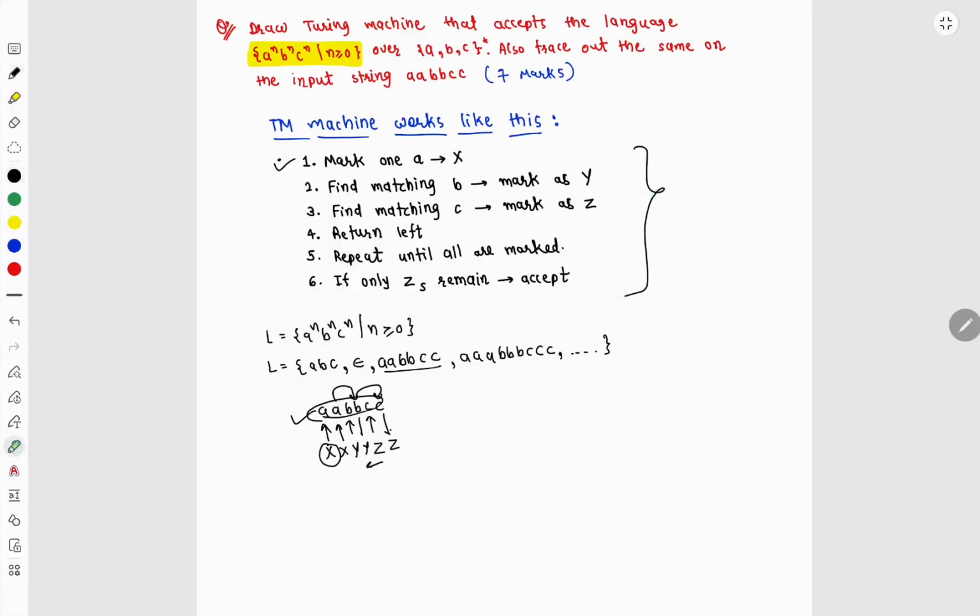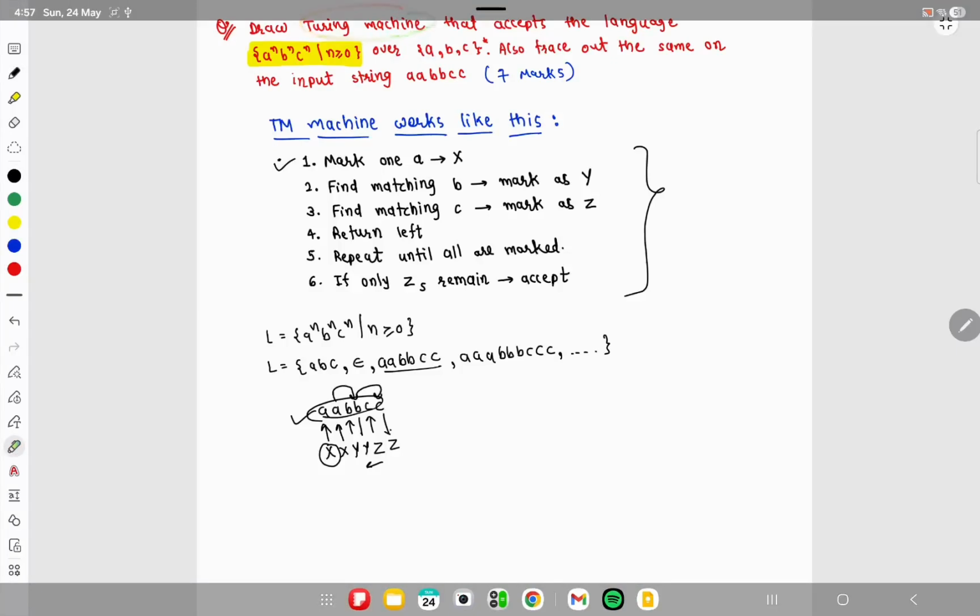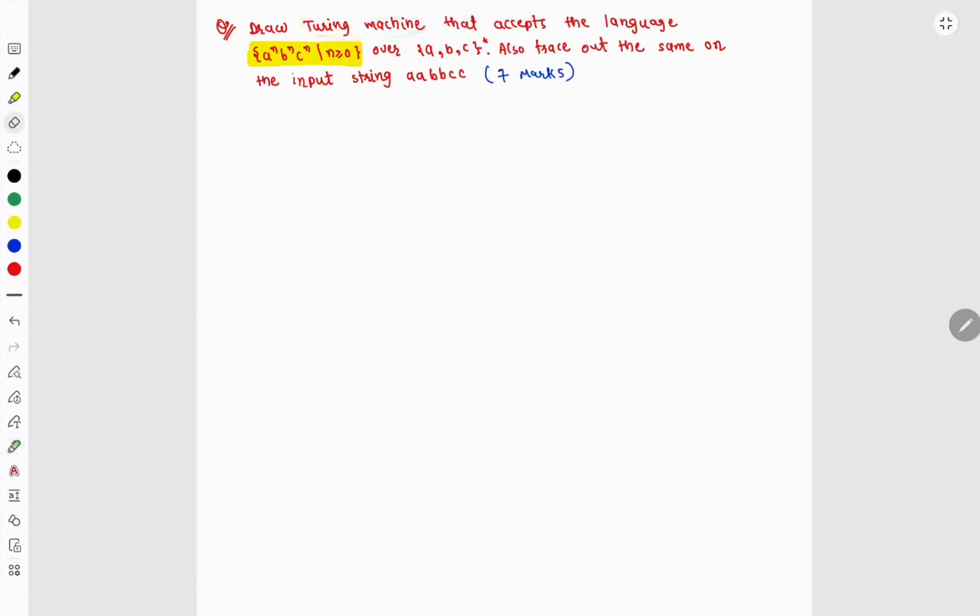Now let's see how we will draw the Turing machine. Let's take the string aabbcc. Before the string and after the string, we can have n number of blank spaces, like this. Initially, the read-write head is at the first a. We need to replace the first a by capital X, or you can take any letter apart from a.